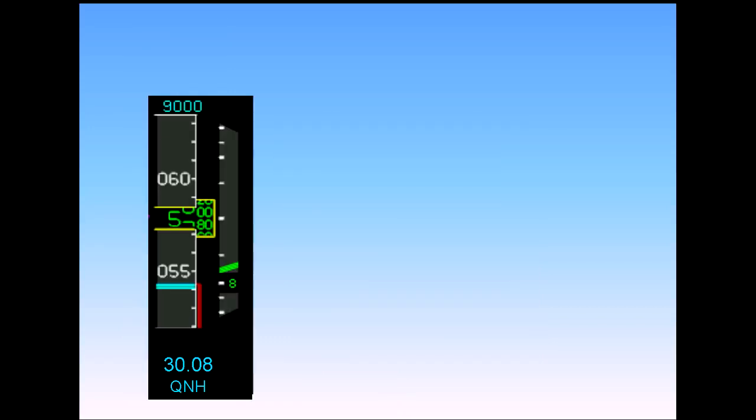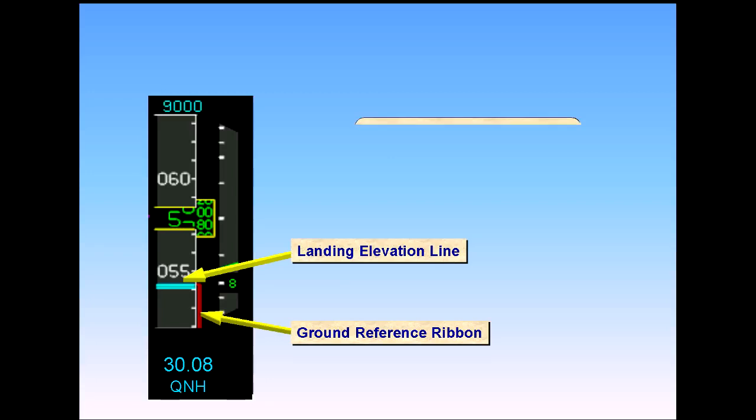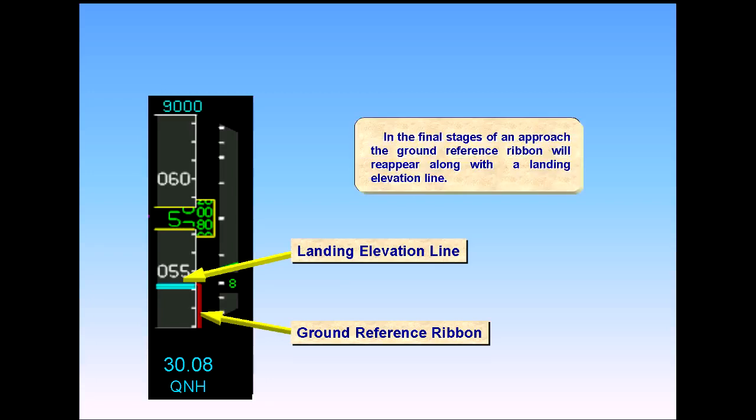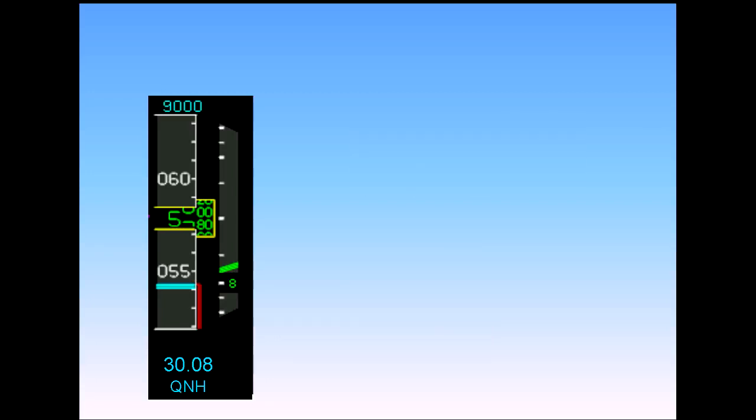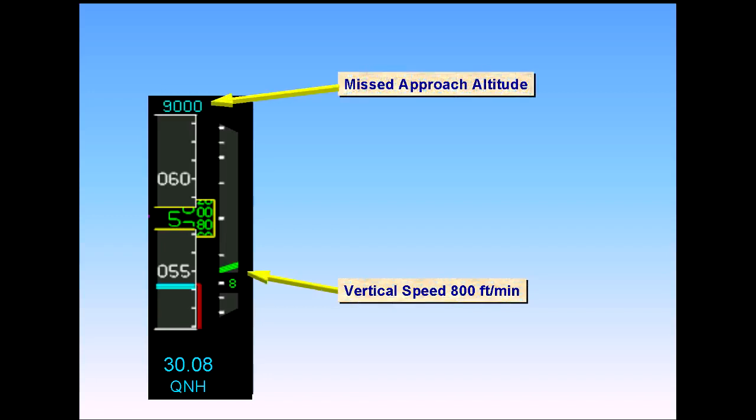In the final stages of an approach, the ground reference ribbon will reappear, along with the landing elevation line. Notice that the vertical speed indication is showing a rate of descent of 800 feet per minute. Also notice that the missed approach altitude has been set at 9,000 feet.